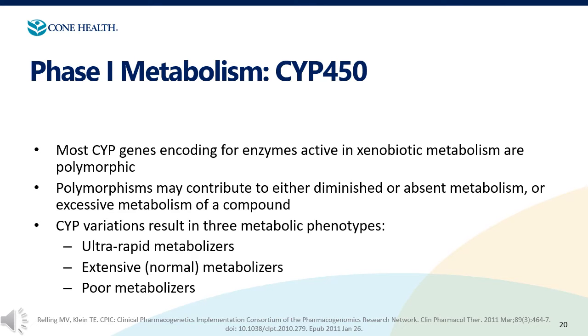The majority of CYP genes encoding for enzymes are polymorphic, leading to genetic variation. These polymorphisms can contribute to diminished or absent metabolism or excessive metabolism of a compound. These are described as ultra-rapid, extensive or normal, or poor metabolizers.